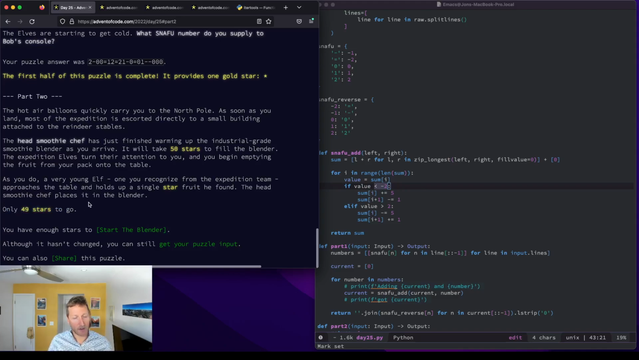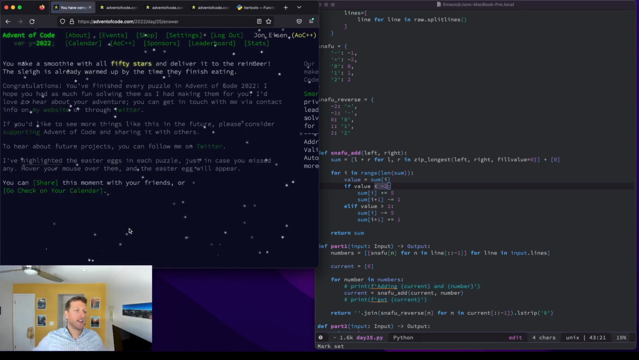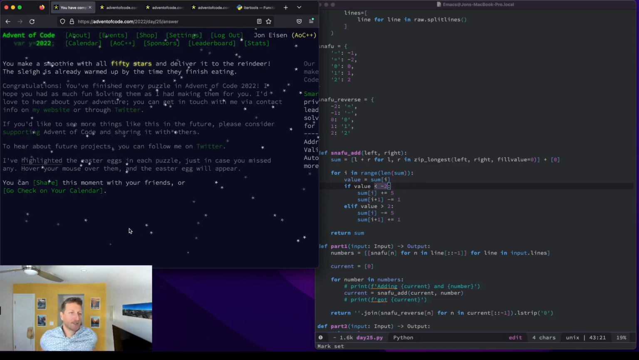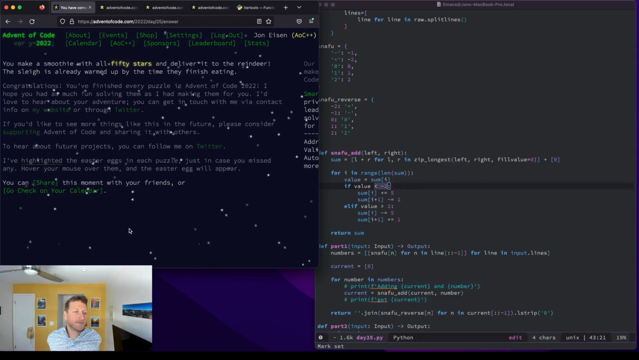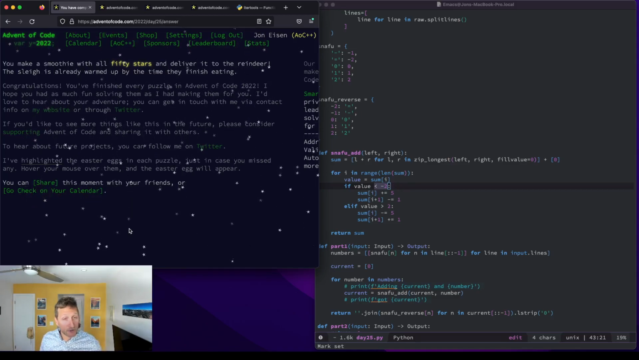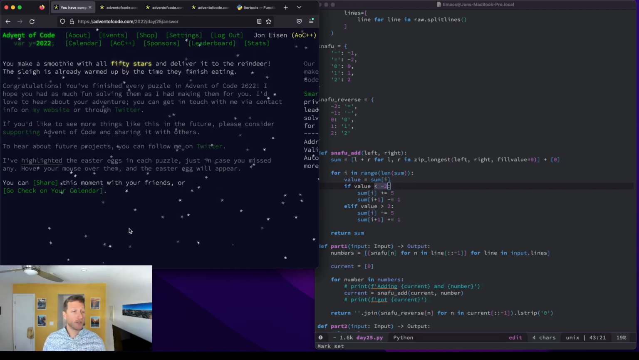We, of course, have already got all 49, having done every day of this Advent of Code. We can start the blender. Yay! We make a smoothie with all 50 stars, deliver it to the reindeer. The sleigh is already warmed up by the time they finish eating. Congratulations, we finished every puzzle in Advent of Code 2022.